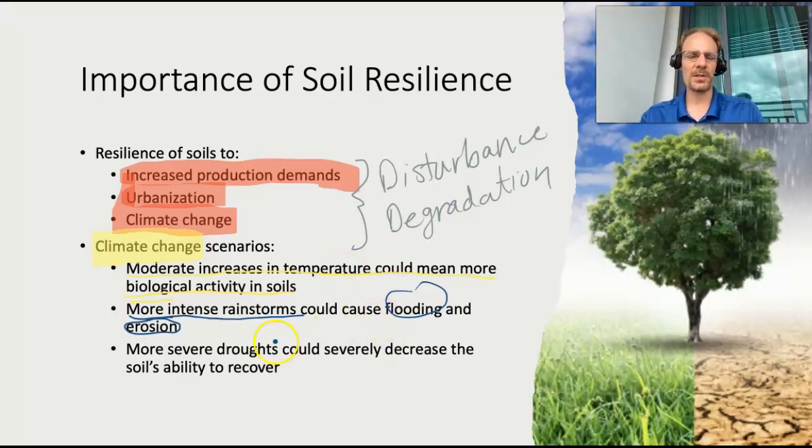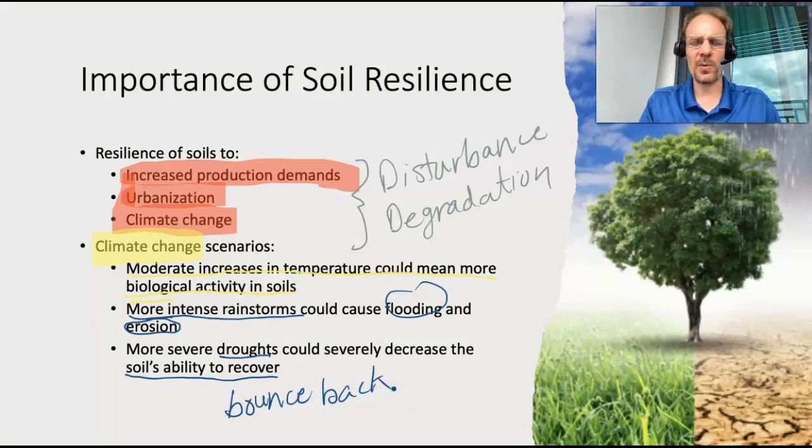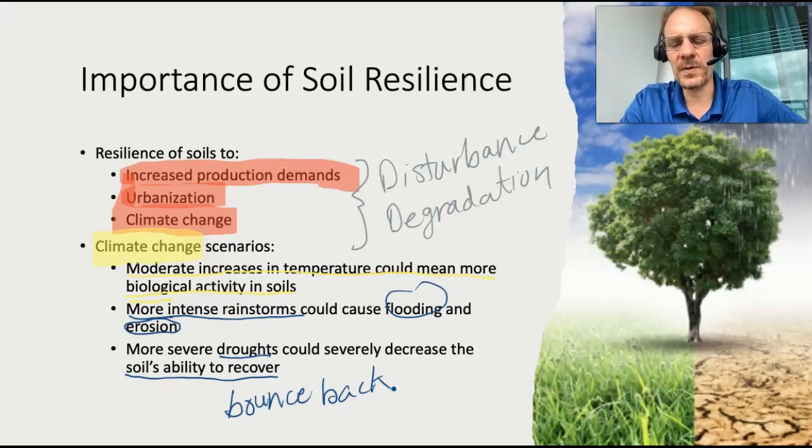In other areas, it's drought. There's more of a concern with drought and severe drought, which will really reduce the soil's ability to recover. Recover, right? It will reduce the soil's ability to bounce back. Okay, and so I'll write that down here again. It will reduce its ability to bounce back and really reduce its resilience. In other words, even if climate does go back to normal, the soil's likelihood of returning to its previous state is much less likely because of the impact of drought.